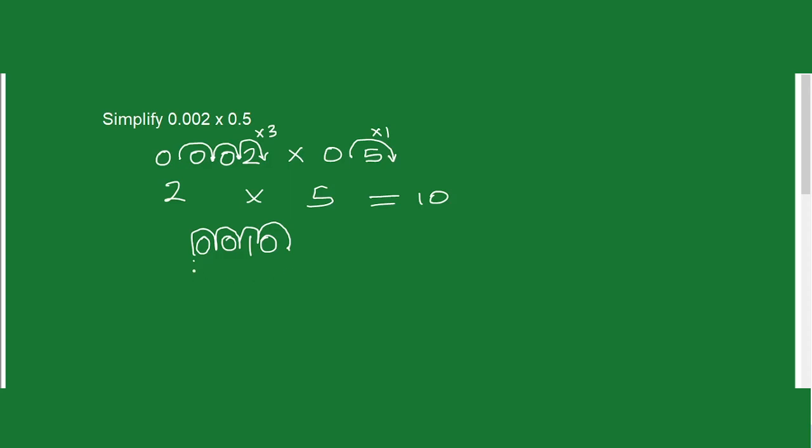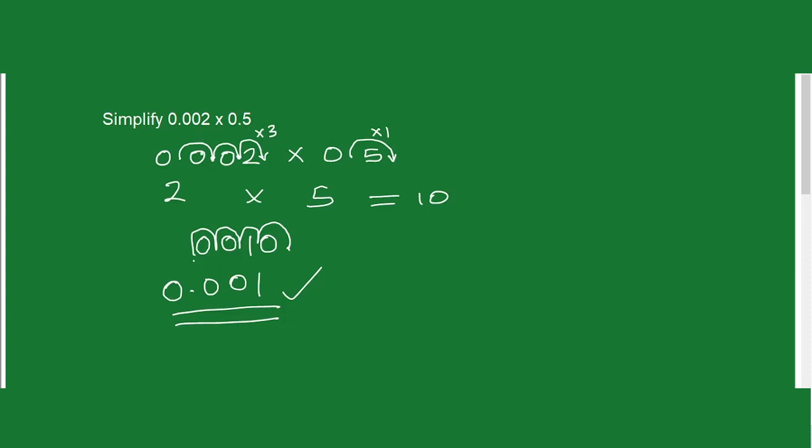So let me rewrite what we see here. Point 0, 0, 1. The 0 here is no more valid. It's not useful again. So we have 0.001, and that is the answer. That's the good answer for multiplication of decimal numbers like this.